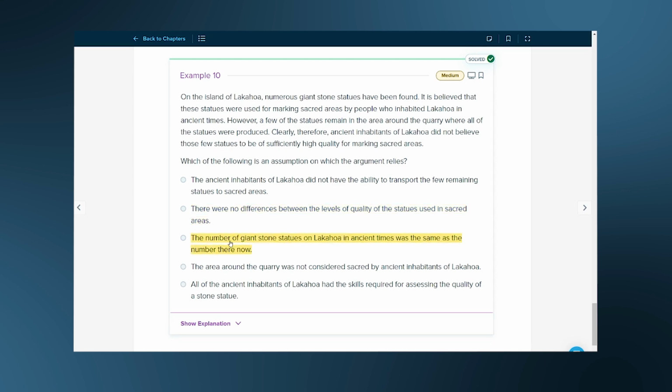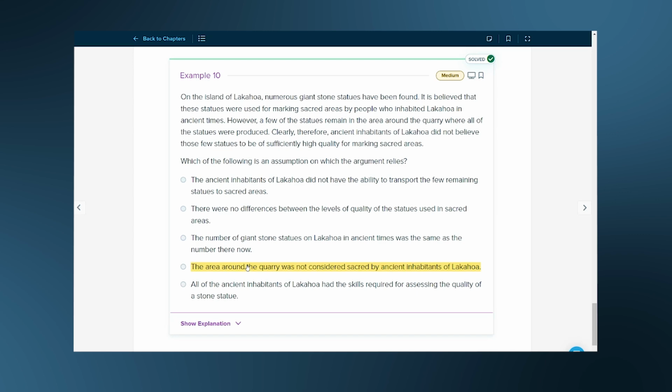C, the number of giant stone statues on Wakahoa in ancient times was the same as the number there now. This isn't relevant because we're not talking about the number of statues. It doesn't impact the argument. D, the area around the quarry was not considered sacred by ancient inhabitants of Wakahoa. This is an assumption the argument relies on.